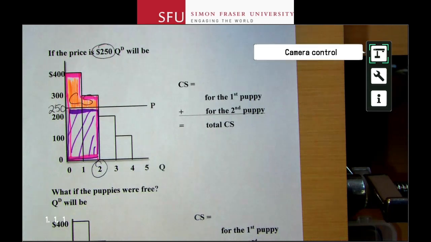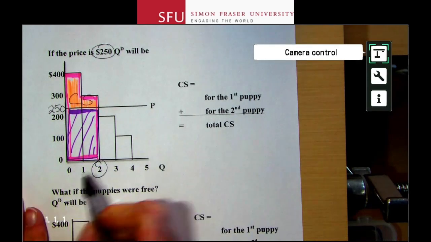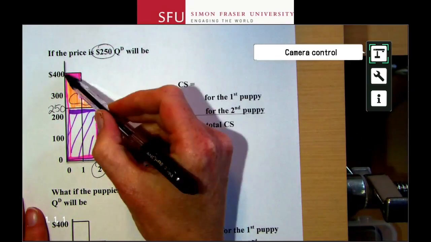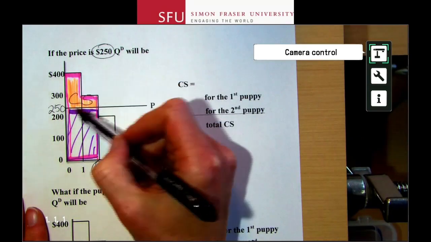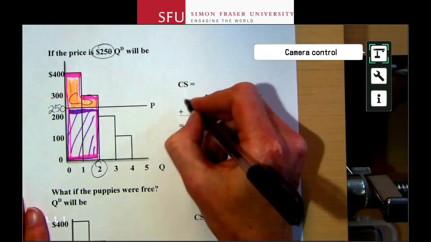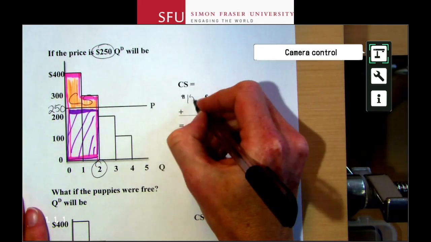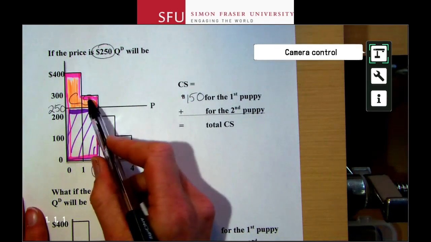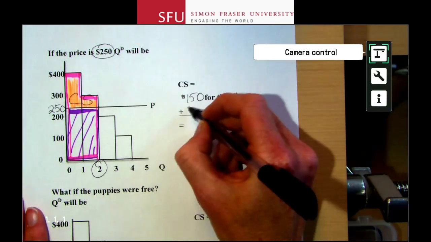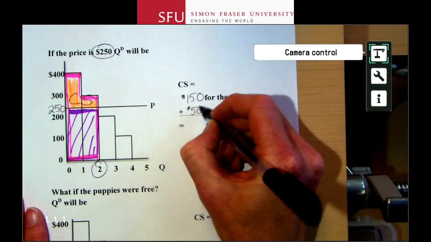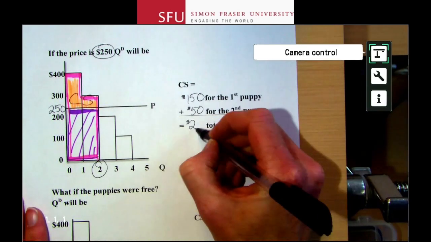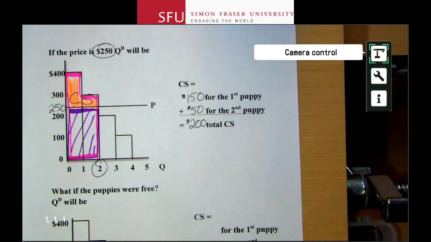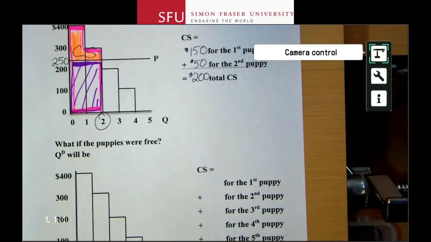Okay, so how much surplus do they get from the first puppy? They're willing to pay $400 and they pay $250, so $150. And for the second puppy, they're willing to pay $300, they pay $250. So total $200. All right. Last one, let's do the last one too.